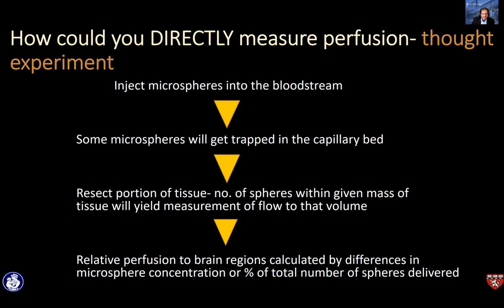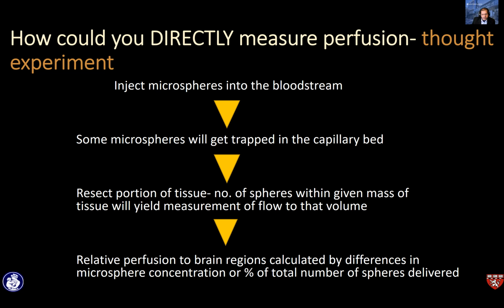What's the way to directly measure perfusion? There's a thought experiment. Let's say we inject some microspheres into the bloodstream. Some of these microspheres will get trapped in a capillary bed. Then we resect the tissue and look at the number of spheres within the given mass of tissue, which will yield a measurement of flow to that volume. So basically looking at how many microspheres are getting trapped in the capillary bed.